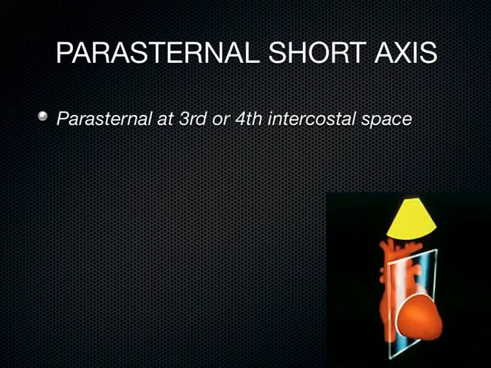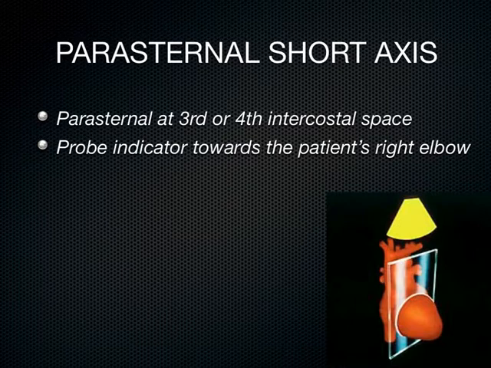The short axis is just like the long axis, except now we have the indicator aimed to the patient's right. So you start from that left elbow in the parasternal long, and then you rotate it to the patient's right elbow, 90 degrees from where you found the best parasternal long.